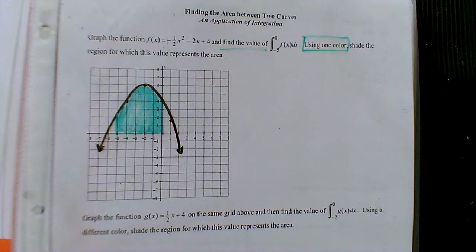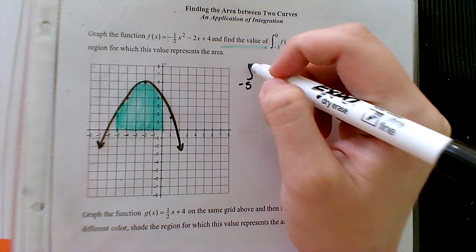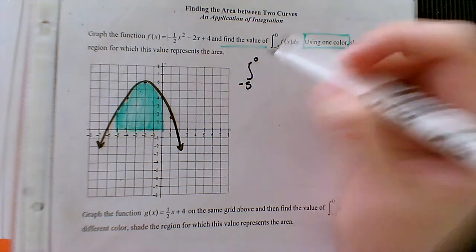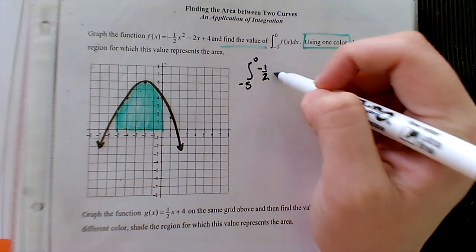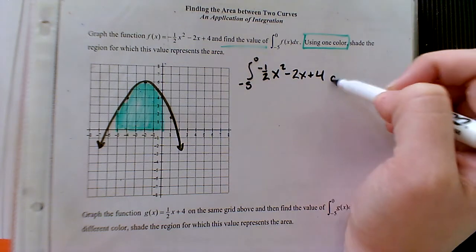And we also need to find the value. Okay, so actually calculate the area under the curve. We will do this by hand to a point, and then we'll go ahead and use our calculator to kind of finish it out for us. So let's go ahead and find the area under the curve. So our function was negative 1/2 x squared minus 2x plus 4.